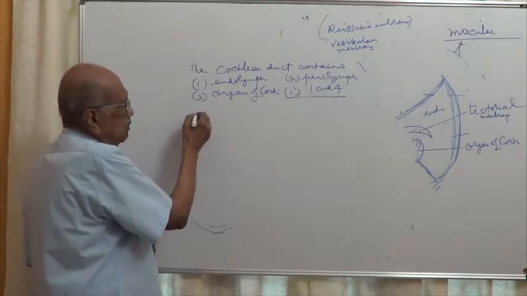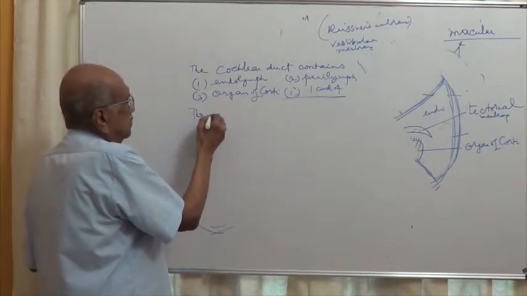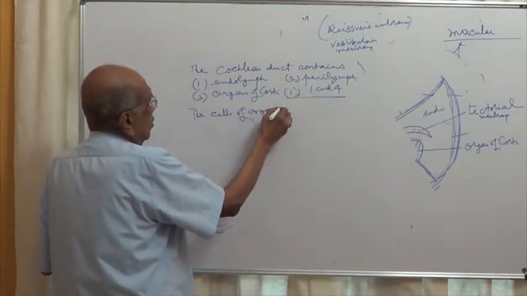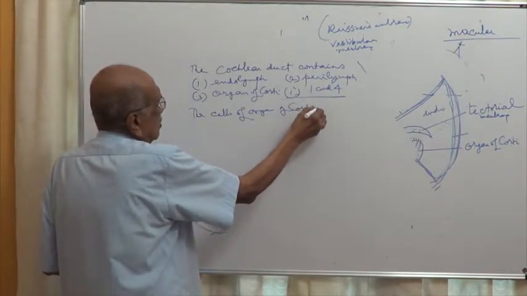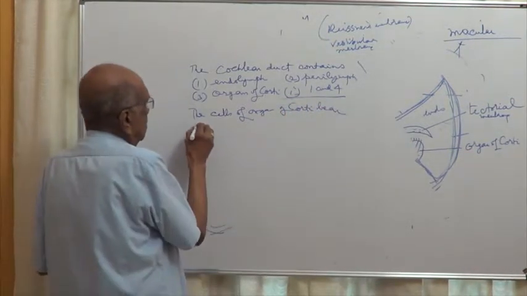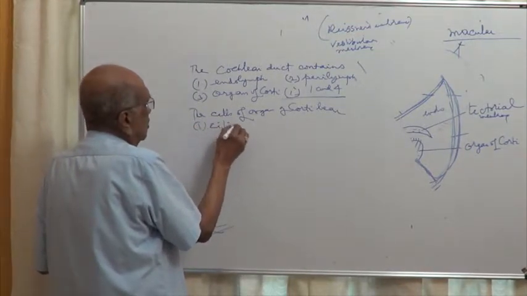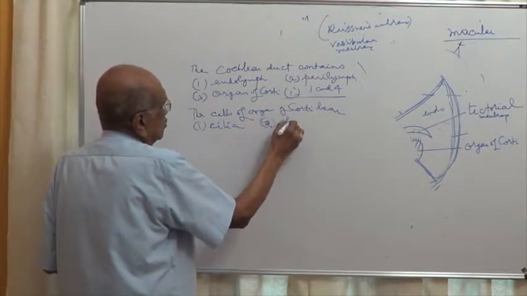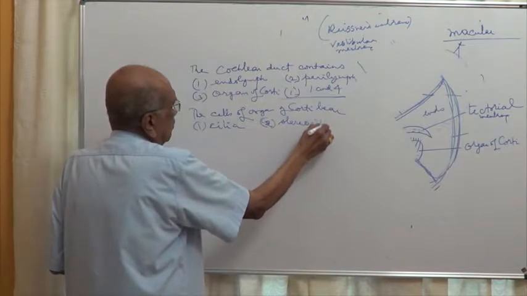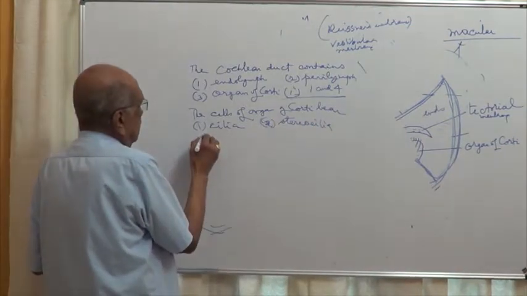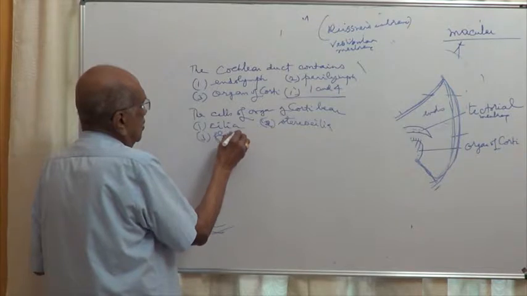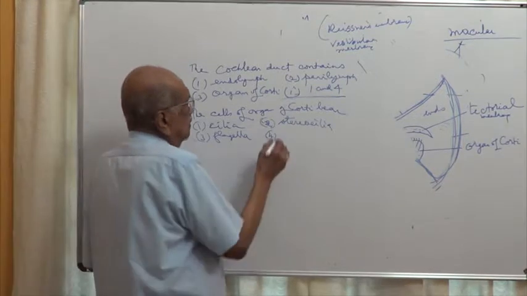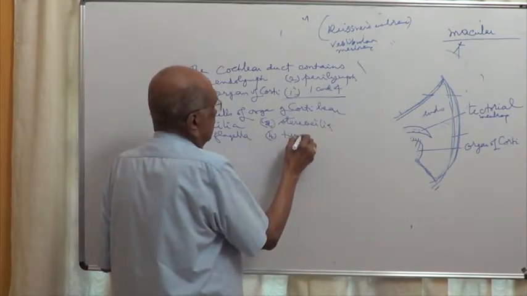Organ of Corti, you can have a question. The cells of organ of Corti bear cilia, stereocilia, flagella, tympanic membrane.